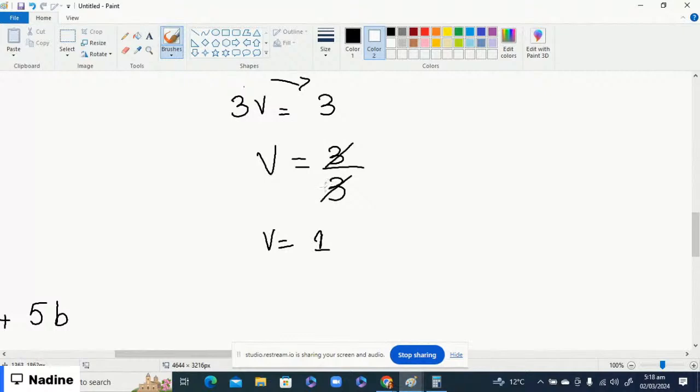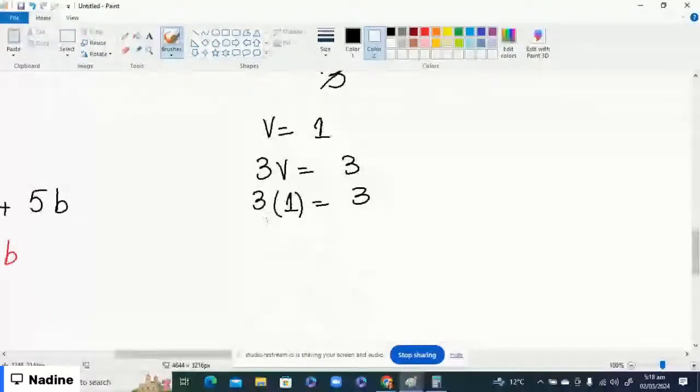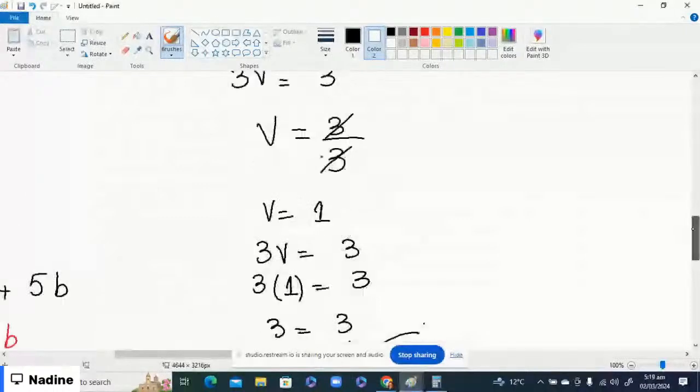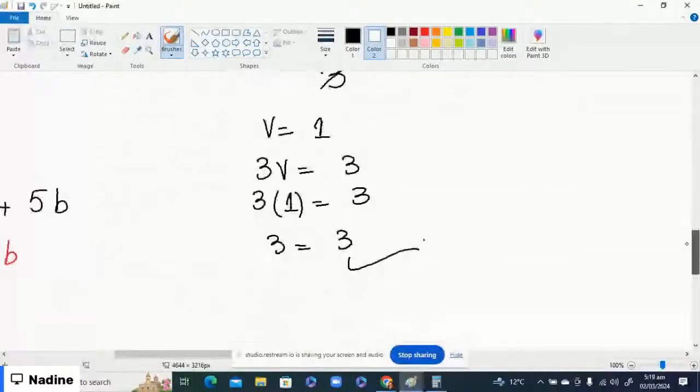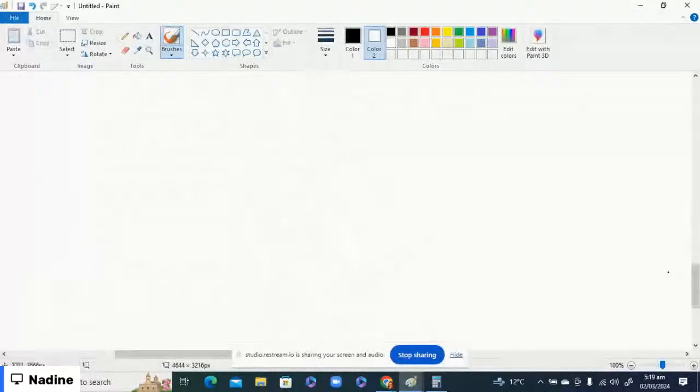Now if you want to check this value of v in your question, then you get the right answer. As 3v is equal to 3, in place of v, I'm going to put 1. This is equal to 3. So if both sides have the same answer, then you can check that your answer is right. Okay, let's do some more questions for that.